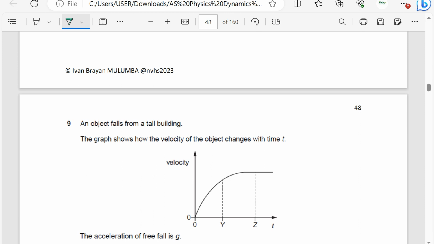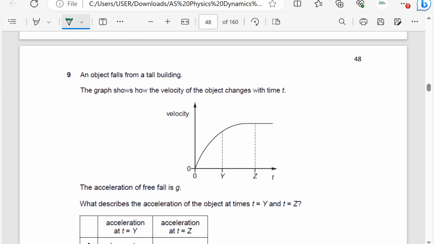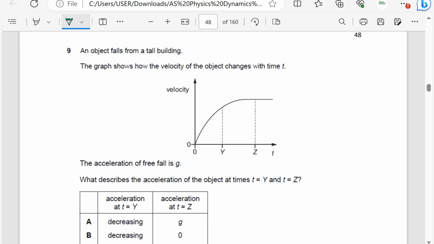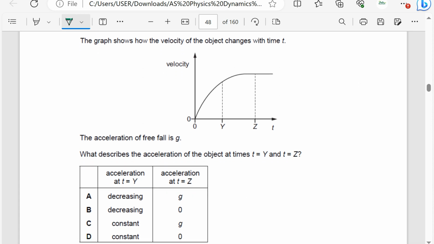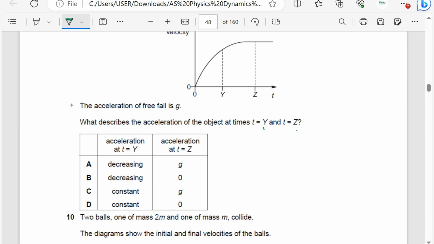An object falls from a tall building. The graph shows how the velocity of the object changes with time. So we see that the gradient decreases to reach its terminal velocity. The acceleration of free fall is g. What describes the acceleration of the object at times t equals y? There it is decreasing, and at t equals z, it is 0. So at t equals z, the acceleration must be 0 because the gradient is 0.